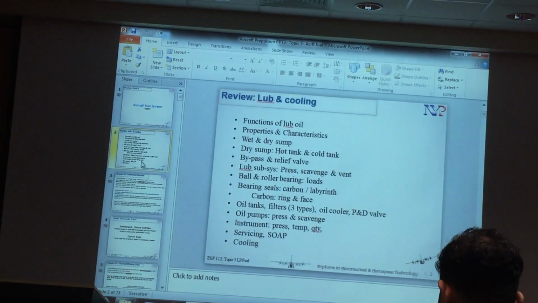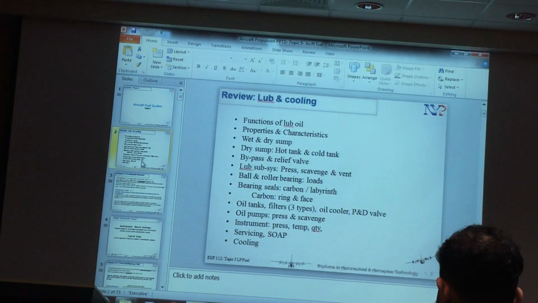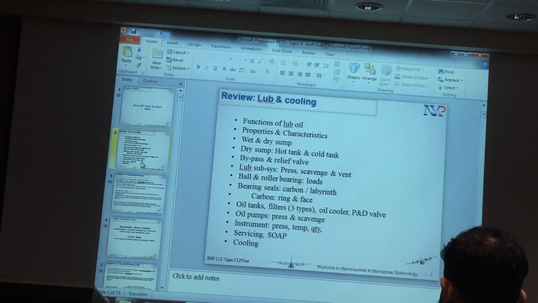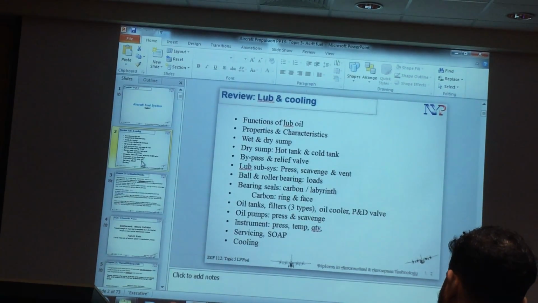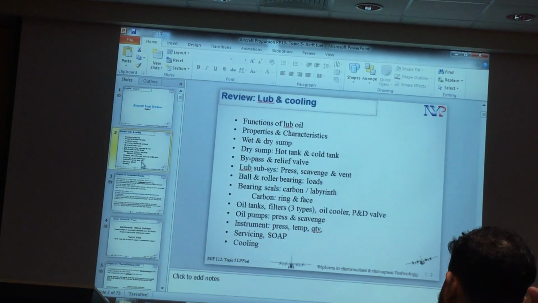What is wet and dry? One is the term wet, one is dry. When the sump is wet, that's why you call it wet. When the sump is dry, it's called dry. When you refer to the sump, you don't refer to the oil tank.